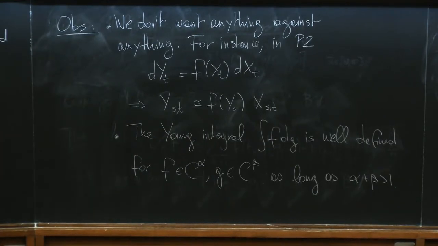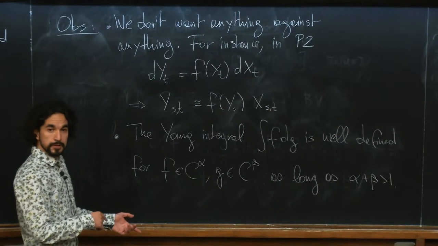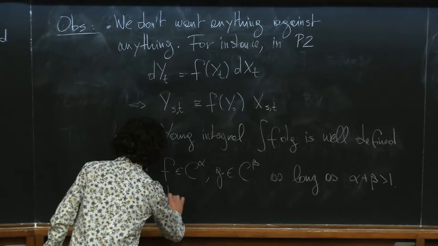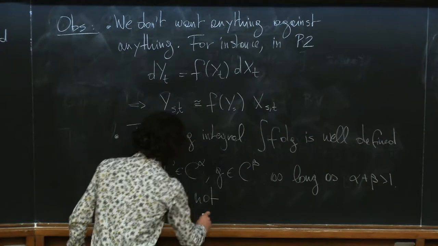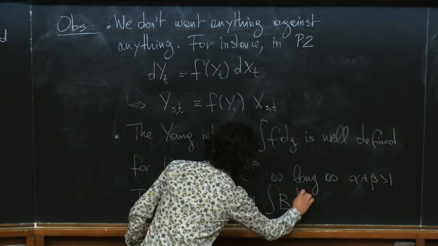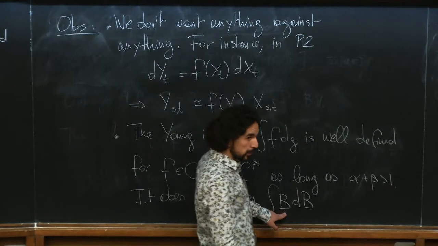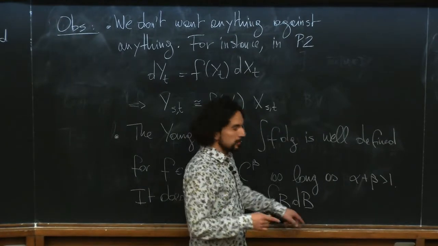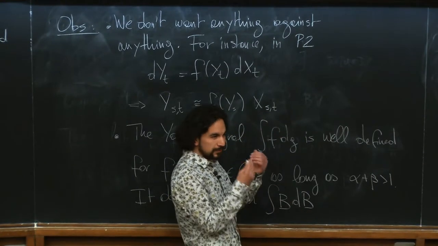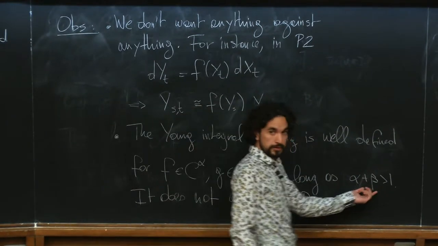So that's good, but that's not good enough. For instance, it doesn't cover the Brownian motion case. It does not cover, let's say, the integral of B against itself. Why? Remember that B was C one half minus. So when I add up the regularities of B and the integrator, I get something which is slightly below 1. Okay, so we are below this threshold.